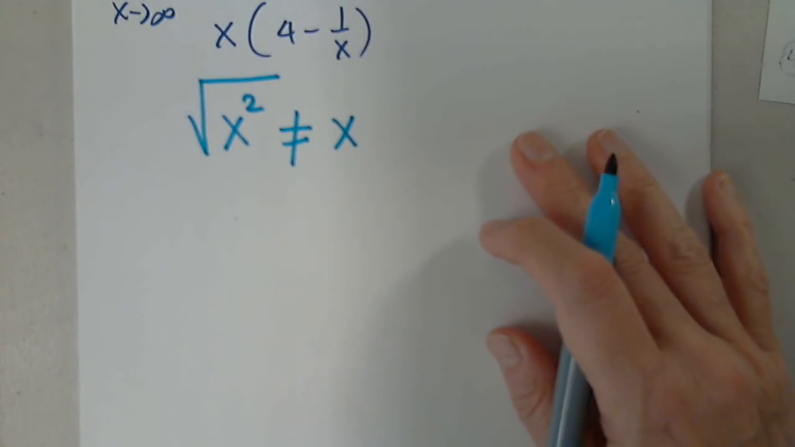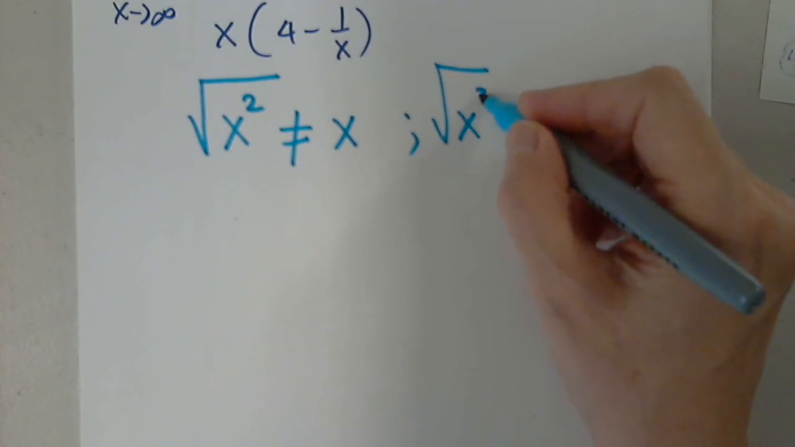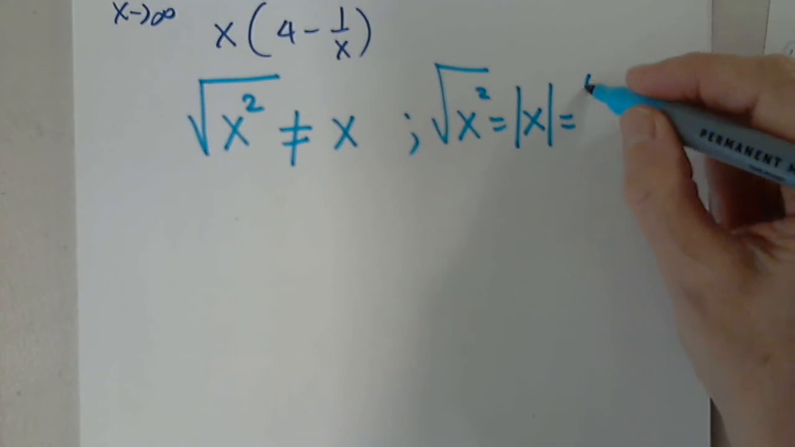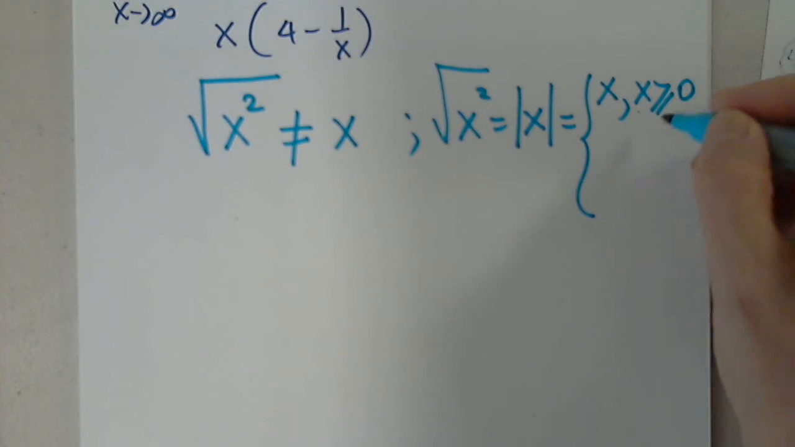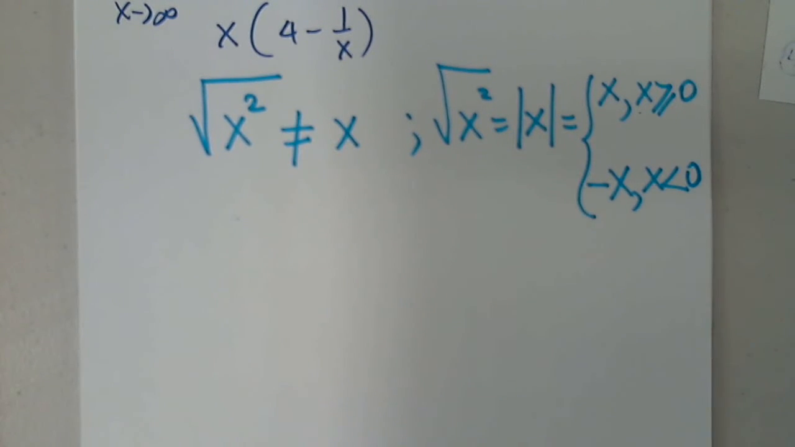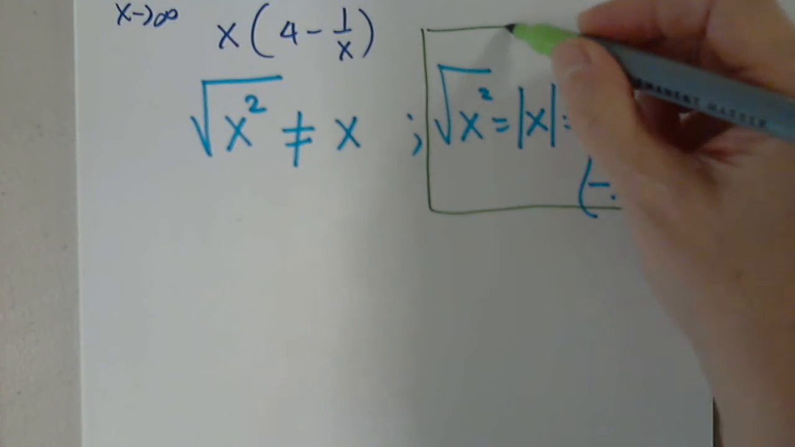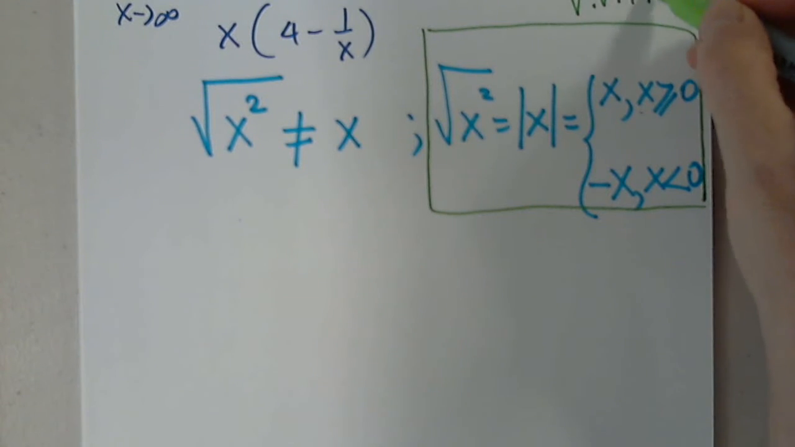I know we wish that, but it doesn't. The correct answer is the square root of x squared is the absolute value of x, which we know from last time can be x for x greater than or equal to 0, or negative x for x less than 0. So if you put this in your notebook or where you keep your treasures, this is extremely important. Very, very important.